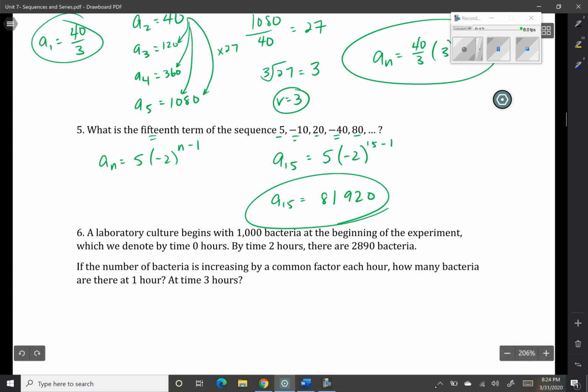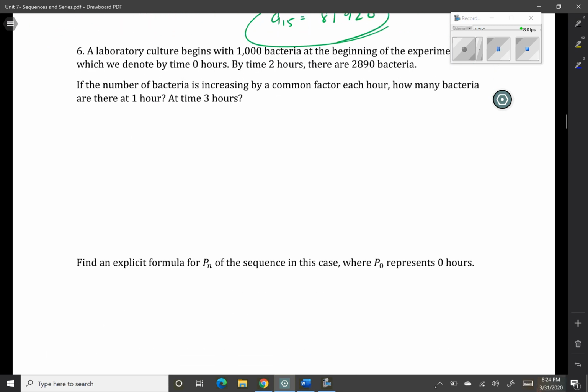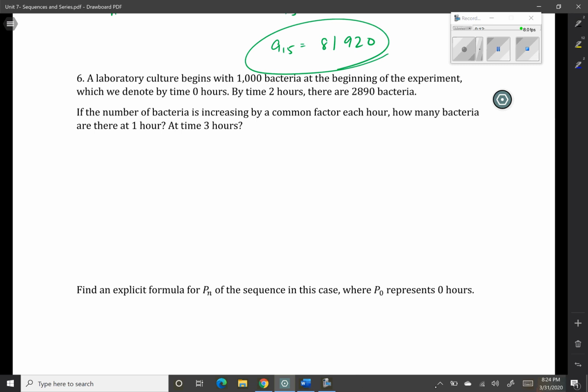All right, let's take a look at a question that's similar to questions that we did back in that exponent and even the log unit. So it says a laboratory culture begins with 1,000 bacteria at the beginning of an experiment, which we denote by the time of 0 hours. By 2 hours, there are 2,890 bacteria, if the number of bacteria is increasing by a common factor each hour.